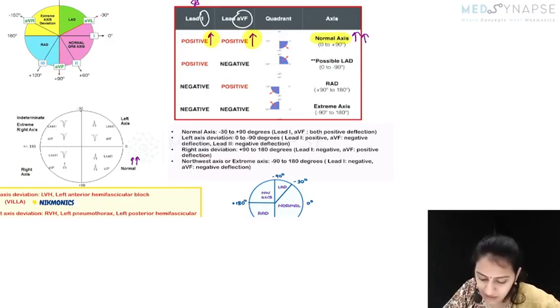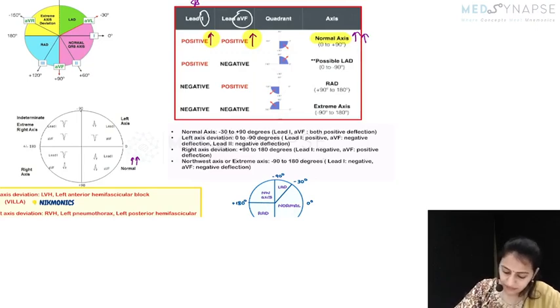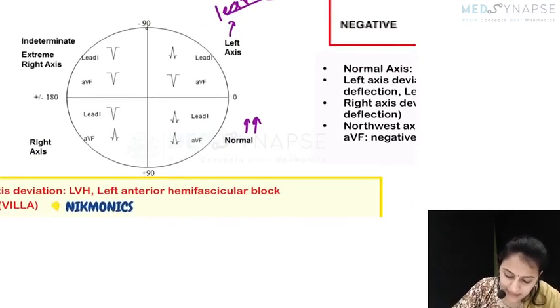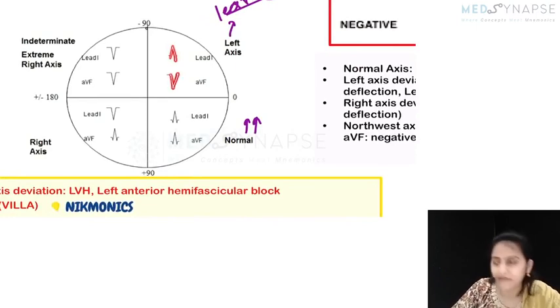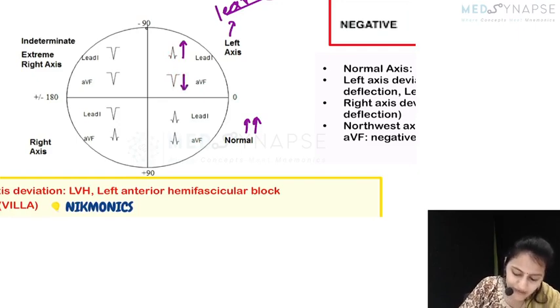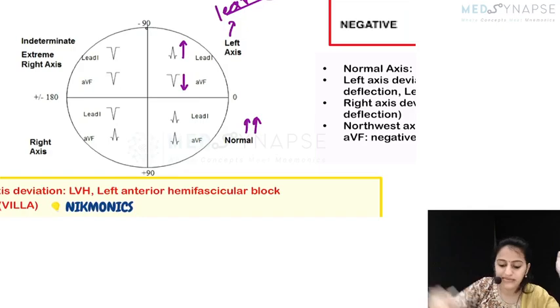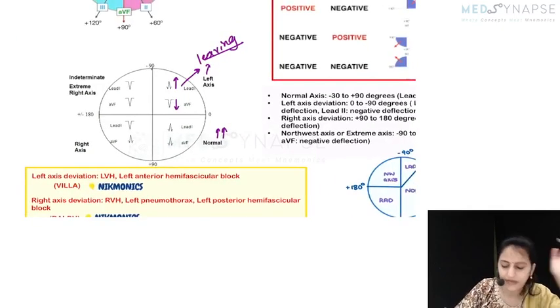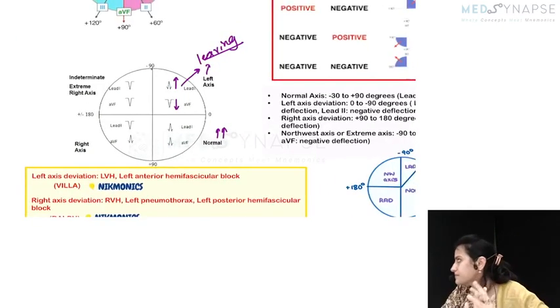Left axis deviation, right axis deviation. Left axis deviation basically means they are leaving each other. So if you look at lead 1 and lead aVF, the predominant component here is positive, this is negative. That means lead 1 is going up, aVF is going down. That means they both are leaving each other. They are going in the opposite direction.